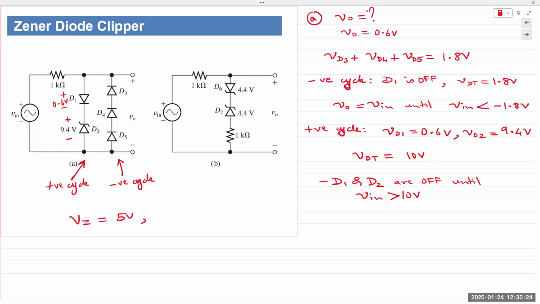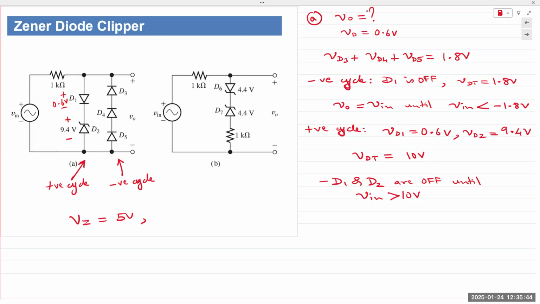So the question being asked is, what happens in the positive half cycle? In the positive half cycle, all the diodes are off.